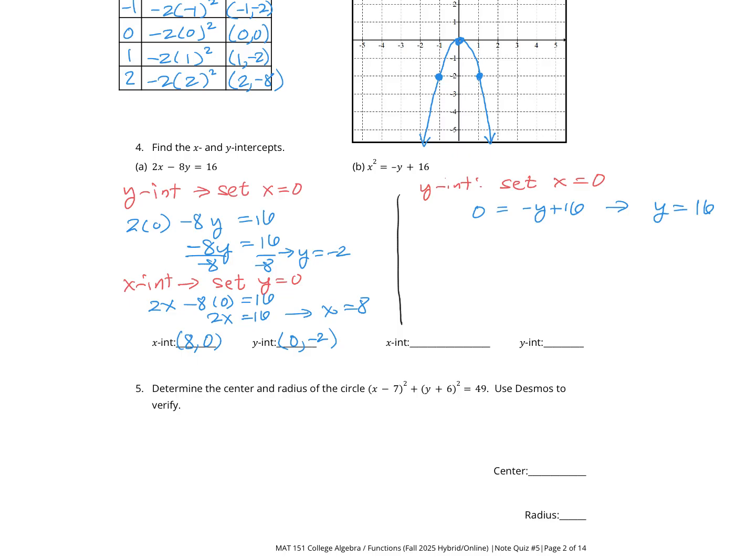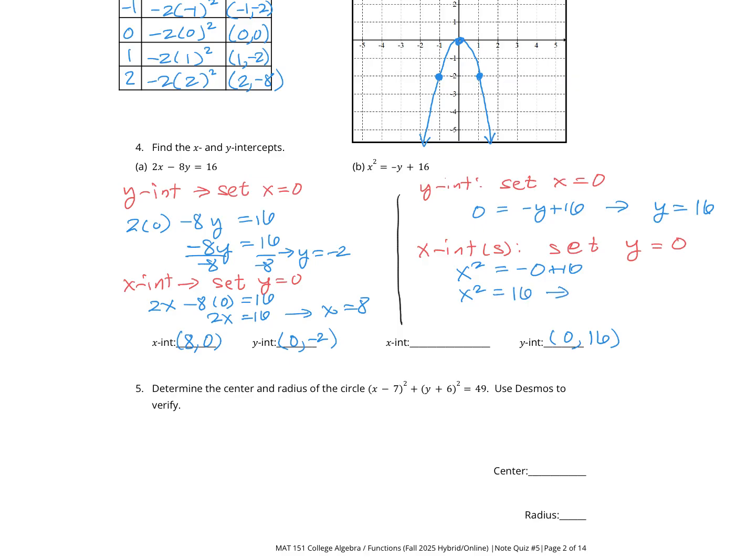So that ordered pair for the y-intercept is going to be (0, 16). Now to get our x-intercept, I'm going to be a little careful here and put a parenthesis with an s, because there's actually two of them. We're going to set that y equal to 0, and that gives us x squared is equal to negative 0 plus 16, or just x squared equals 16.